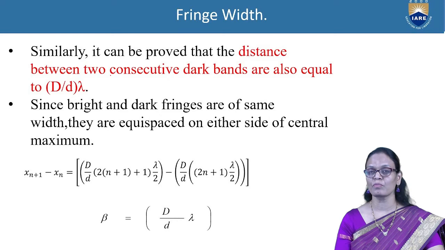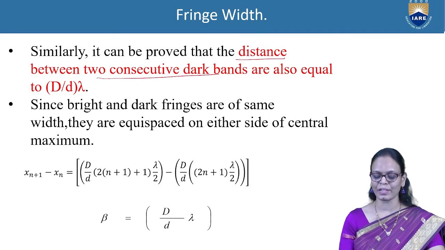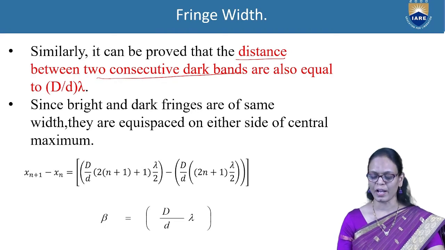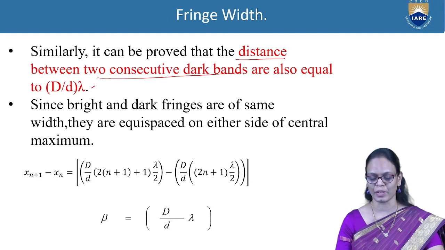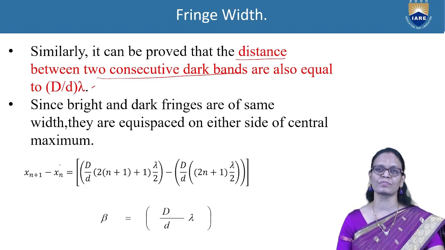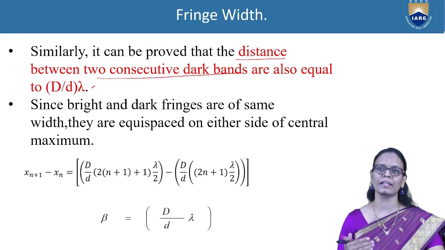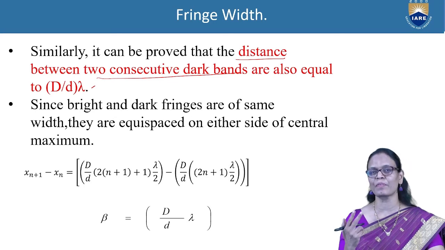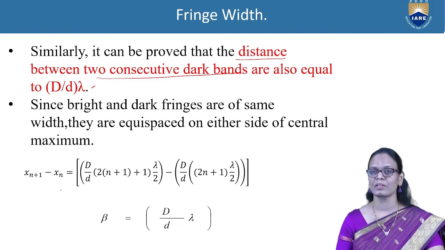Now similarly, we will find the distance between two consecutive dark bands, and we will also see that it is equal to capital D by small d into lambda. Since the bright and dark fringes are of the same width, they are equispaced on either side of the central maximum. So on either side we have alternate dark and bright fringes. We have already done the distance between any two consecutive bright fringes. Now we are going to do it for dark fringes.